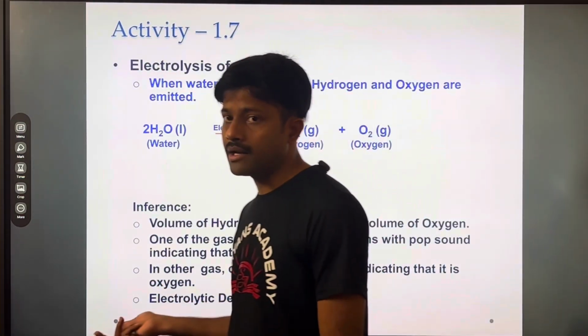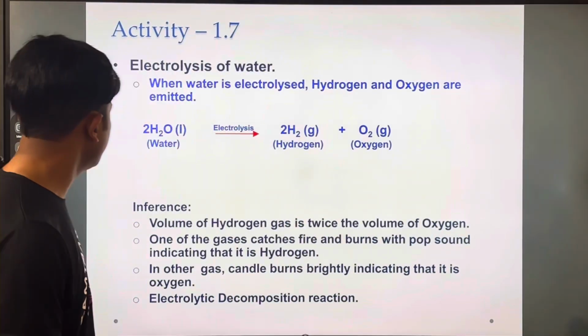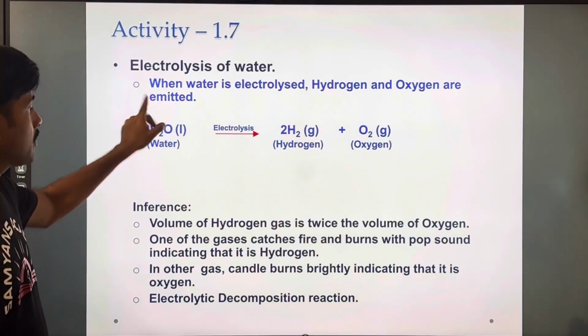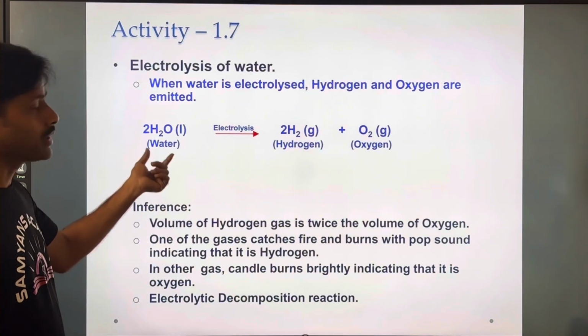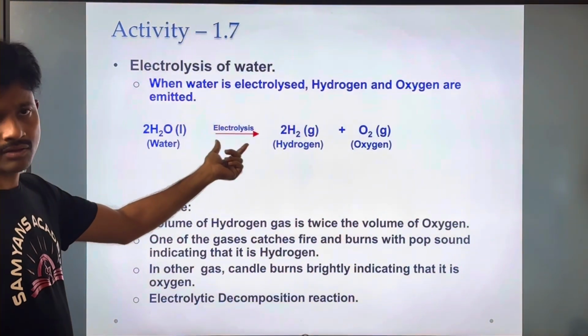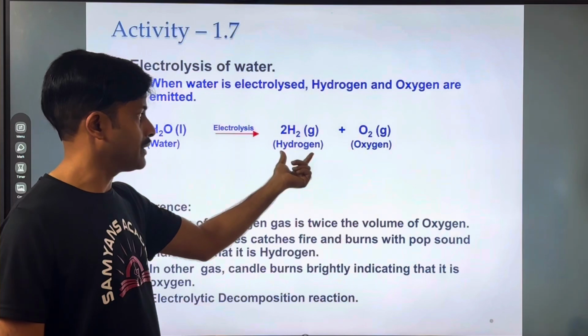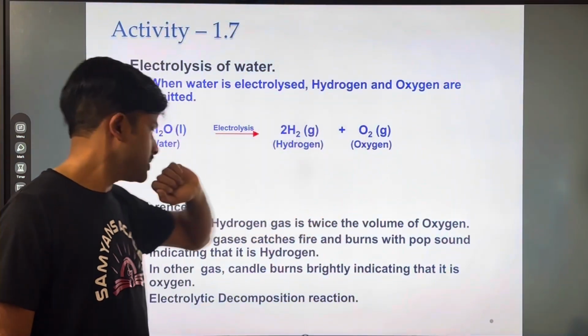Now, electrolysis of water. This is the electrolytic decomposition reaction. In this reaction, when water is electrolyzed, hydrogen and oxygen are emitted. So we take water and do the electrolysis. At the cathode you will get hydrogen gas, and at the anode you will get oxygen gas.